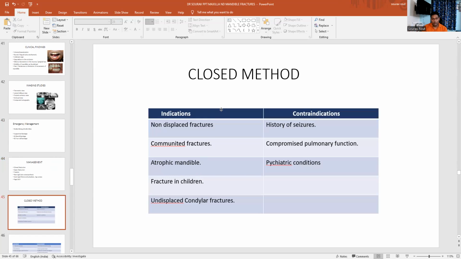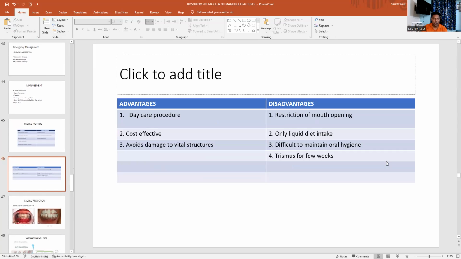What are the various methods of closed reduction, and what are the indications and contraindications? The indications are non-displaced fracture, comminuted fracture, atrophic mandible fracture, fractures in children, and undisplaced condylar fracture. These are the closed reduction indications. What are the contraindications? History of seizures, compromised pulmonary function, and psychiatric conditions are the contraindications.